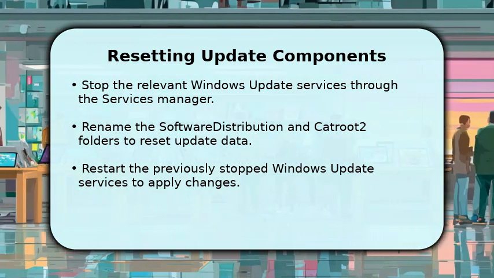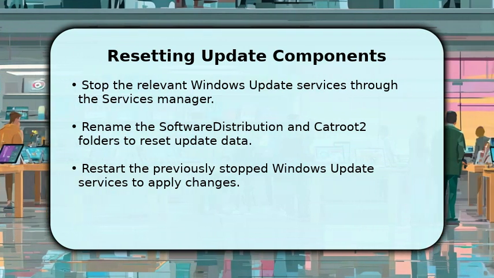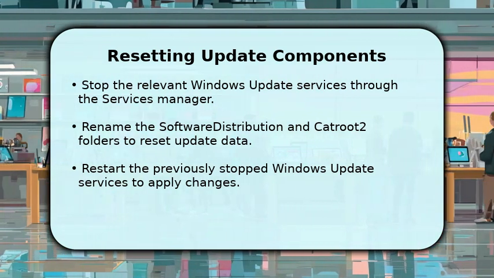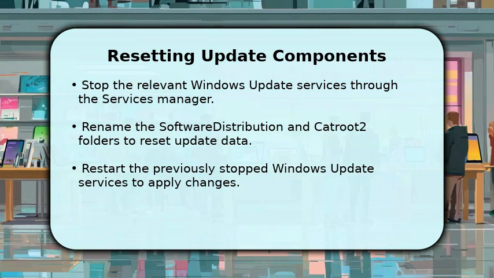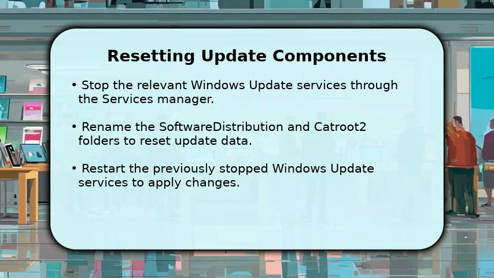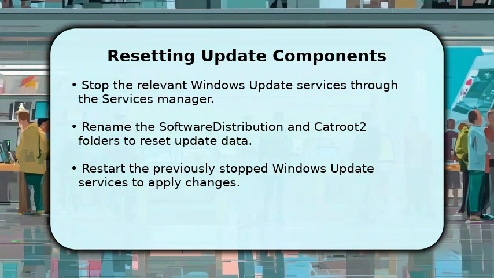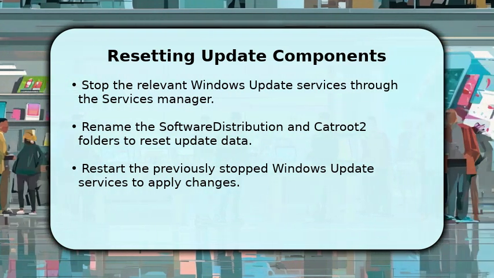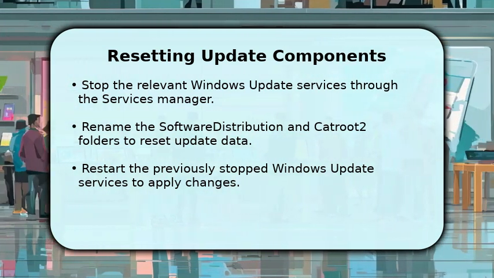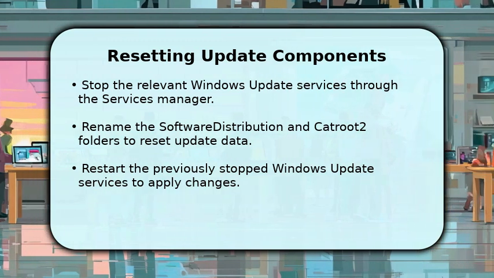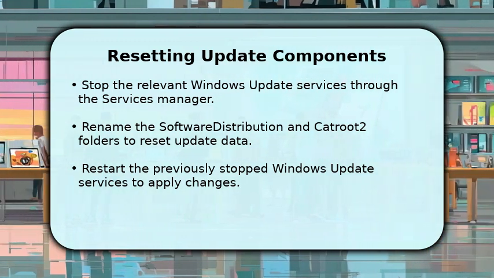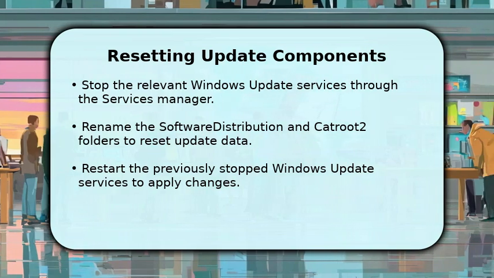Finally, if all previous steps haven't resolved the error, resetting your update components can be very effective. This involves stopping specific update services, then renaming the SoftwareDistribution and catroot2 folders. These folders store temporary update files, and renaming them forces the system to create fresh ones. After renaming, restart the services. This process often clears up persistent update issues, allowing your system to download and install updates correctly.